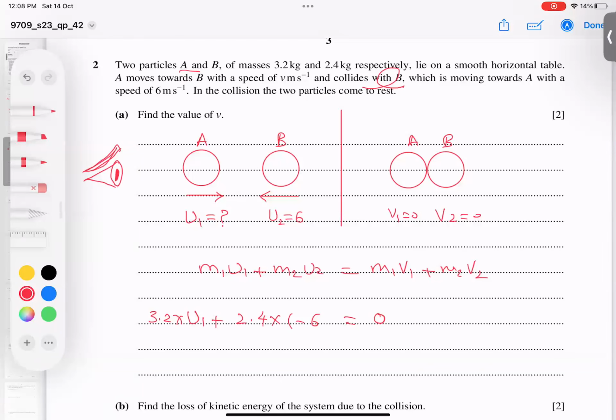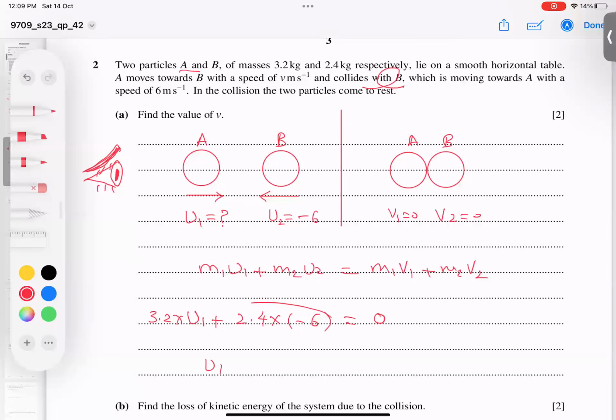And I discussed this concept many times. Whenever something is going away from the observer, the speed is positive. So going away is positive, coming back the velocity is negative. So this is not 6 positive, this is a -6. Why? Because it's going back to the observer. So I will not write 6, I will write here -6. That is why I use -6 here. And U1, I can find it.